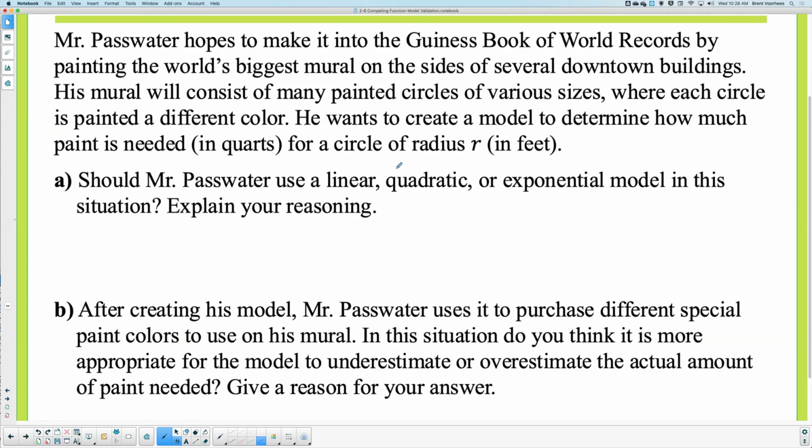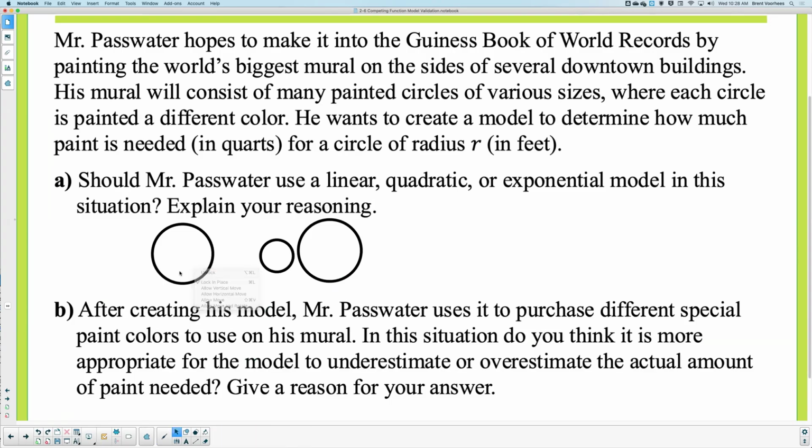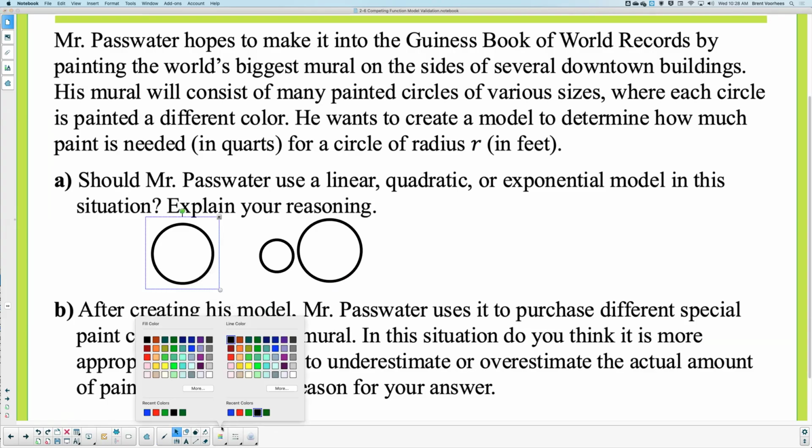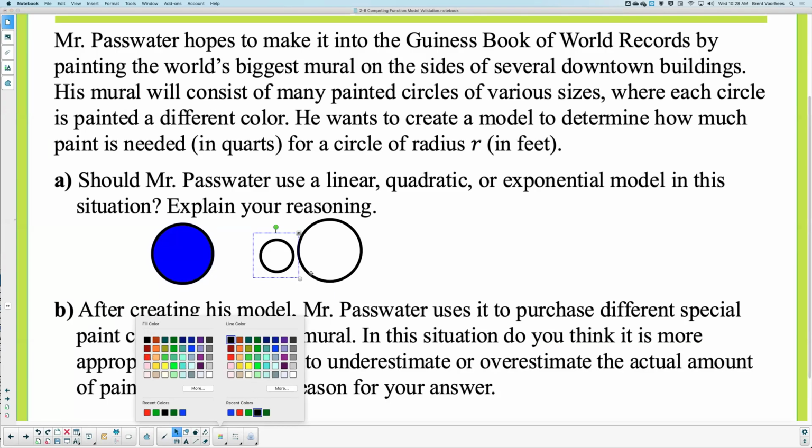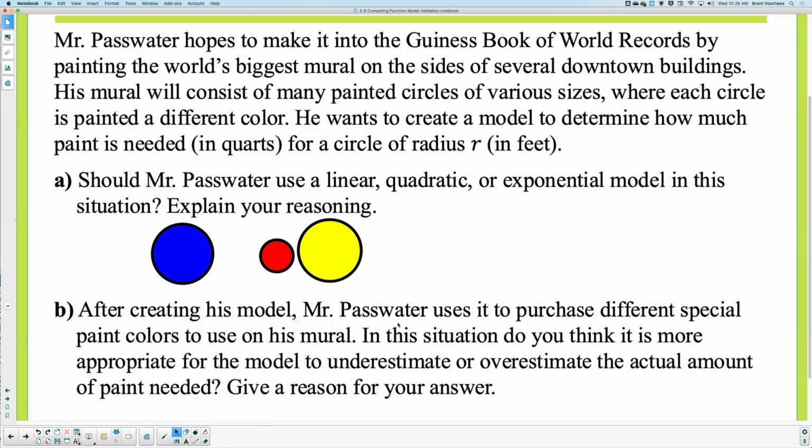You're trying to paint, and it gives me one thing about what type of shapes he is painting. All right, so you're going to be painting circles, and you're trying to decide how much paint is needed to paint these different circles. So my question for you is, what type of model would this be? Because it doesn't say anything to us. What type of model do you think you would use here? Would this be a linear, a quadratic, or an exponential when you go to buy paint?